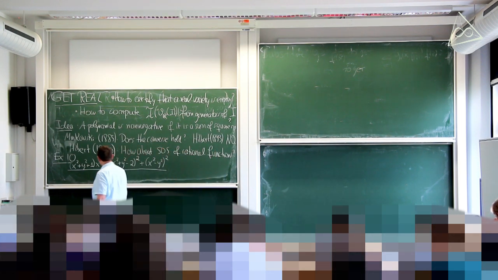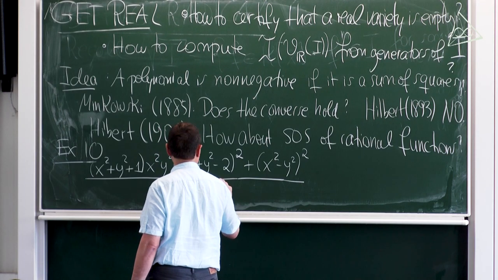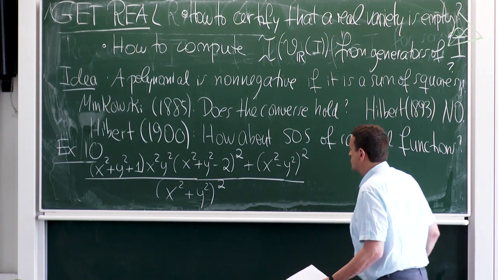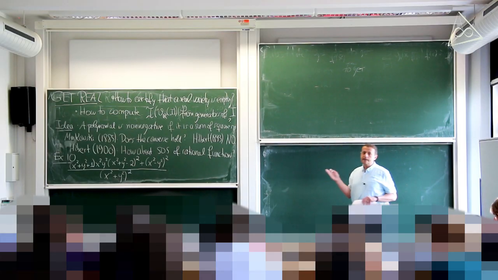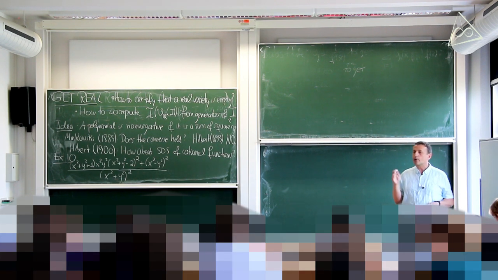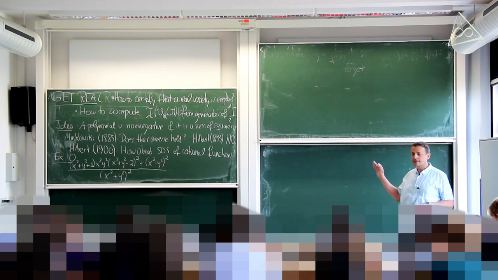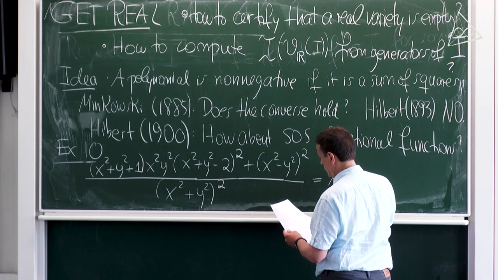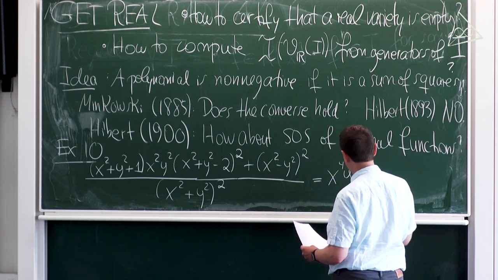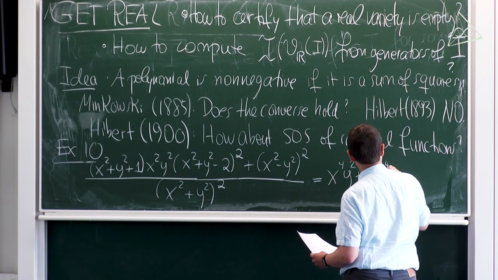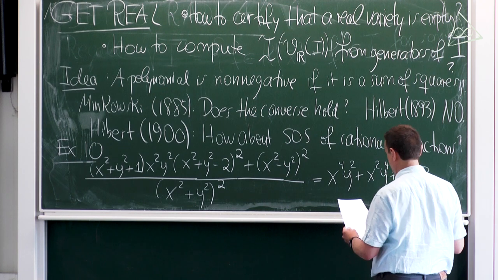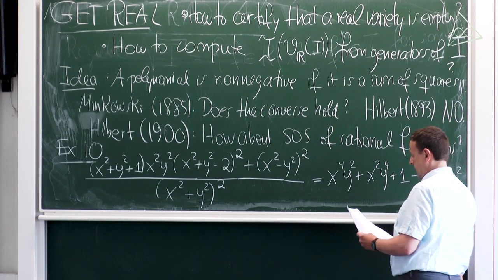Now let's divide the whole thing by x squared plus y squared, squared. That's also a square. So this thing is a sum of squares of rational functions: if I break the numerator into the first summand divided by the denominator, that's a square of a rational function, plus another square of a rational function. But it turns out that this thing is actually a polynomial. This divides, and becomes x to the fourth y squared plus x squared y to the fourth plus 1 minus 3 x squared y squared.